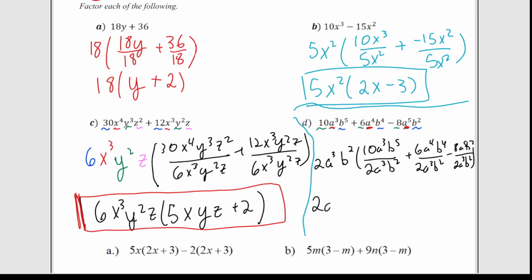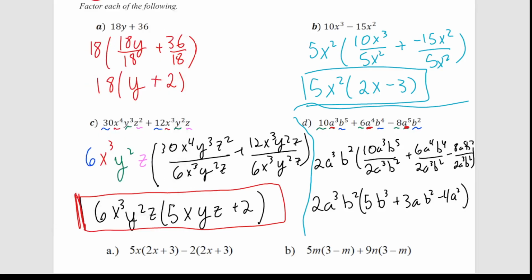Short of it though, we're still going to have 2a cubed, b squared, that greatest common factor out front. 10 divided by 2 gives us 5. A cubed divided by a cubed is 1. b to the 5th divided by b squared is b to the 3rd. 6 divided by 2 is 3. A to the 4th divided by a to the 3rd is a. b to the 4th divided by b squared is b squared. Negative 8 divided by 2 is negative 4. A to the 5th divided by a cubed is a squared. b squared divided by b squared is 1. And then we are just left with exactly this, our final answer.